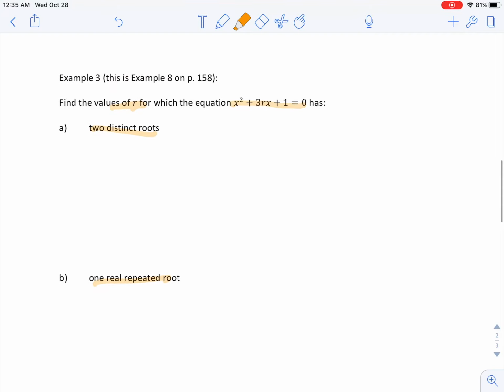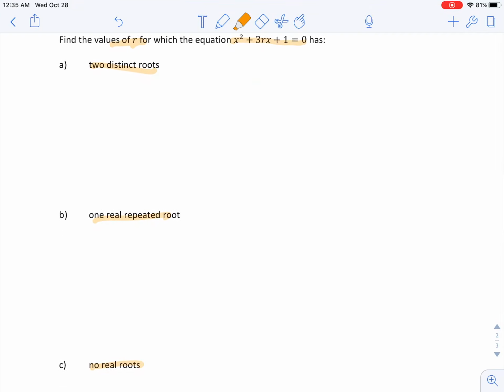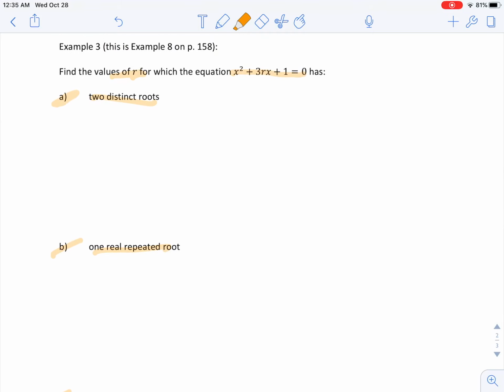And most of the work that we're going to do is going to take place in part A, and once we have our inequality and we set up our sign chart, these two are going to come pretty easily. All right, so when we're looking at the nature of the roots, remember that we're looking at the discriminant. And the discriminant, if you recall, is b squared minus 4ac. It's the expression that's under the square root sign in the quadratic formula. So I need a, b, and c. So a is the coefficient of x squared, so that's 1. B is the coefficient of x, which is 3r. And then c is the constant term, and that's 1.